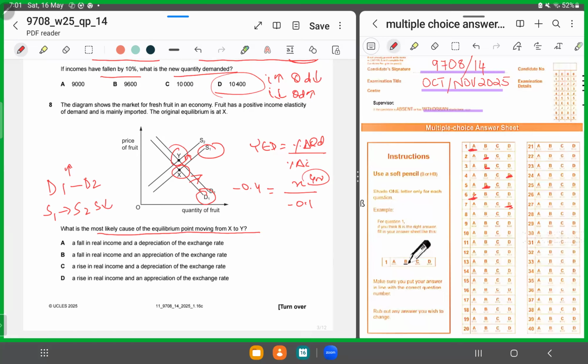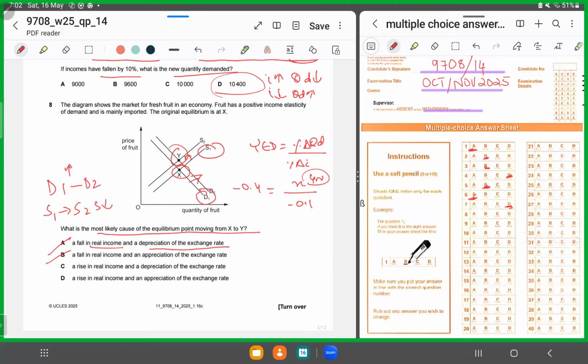Now they are asking, what is the most likely cause of the equilibrium point moving from X to Y? Why do you think this has happened? Now they're talking about real incomes and about appreciation or depreciation of the exchange rate. If the demand rose, this means there must have been an increase in real income. That is why the demand rose. So we'll chop A and B because they both talk about the fall.